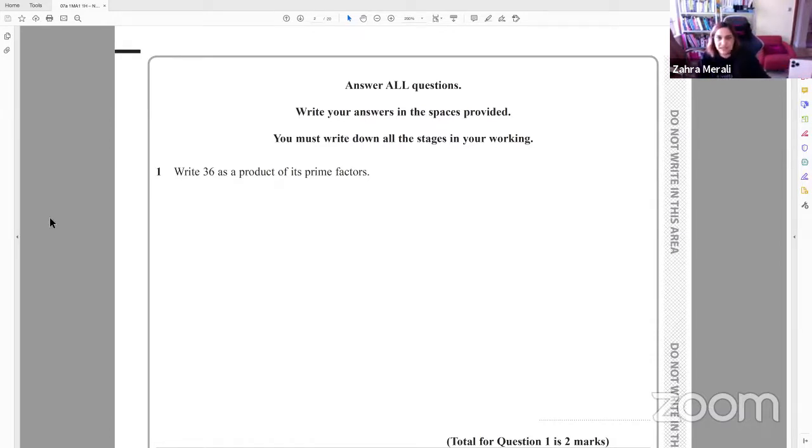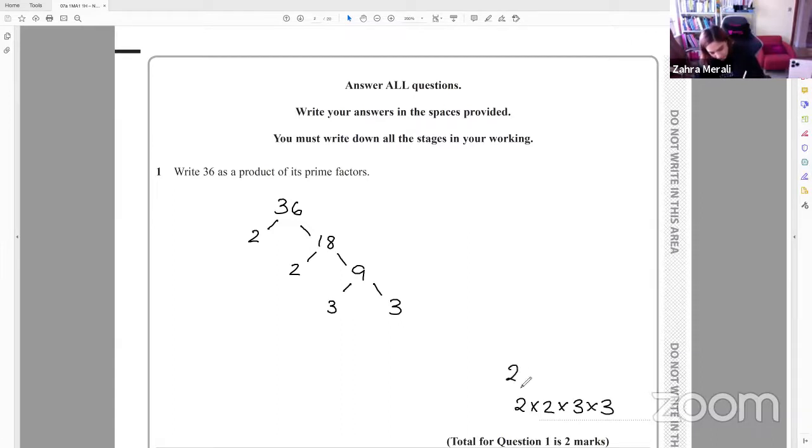So 36, so this is a non-calculator paper. So 36 is a product of the primes. We're going to split that. So we're going to half it first, half it again, and then we can't half anymore. So we go to our next prime factor, which is 3. And we can write that as 2 times 2 times 3 times 3. Or you could write it as 2 squared times 3 squared. So that's the first question, hopefully nice and straightforward.